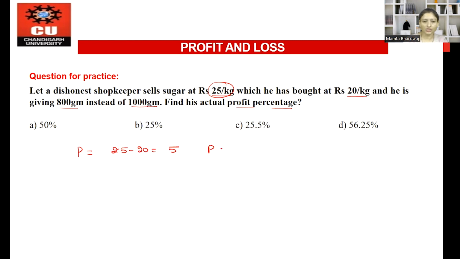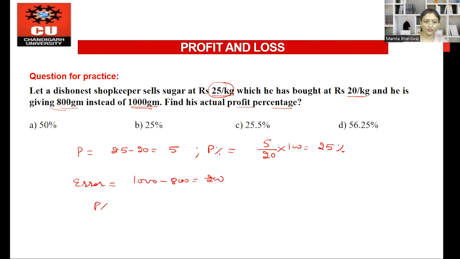And how much profit did he get in percentage? In percentage, he is making 25% profit, as we know profit percent is always calculated on the cost price. He is also making profit on quantity. So he is giving 800 grams instead of 1000 grams. So what is the error? Here the error is 200 grams.